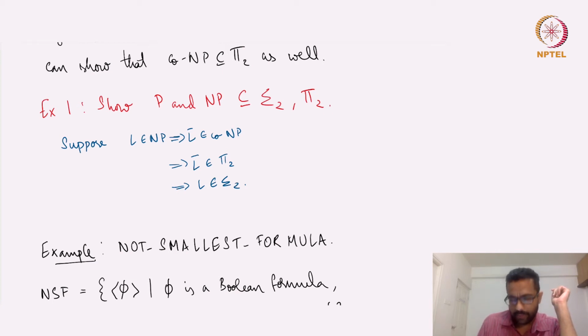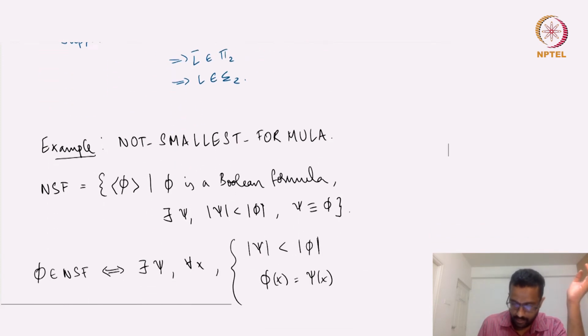Similarly, we can prove NP is in pi2, and we already know that P is contained in NP and co-NP, so the other part also follows.